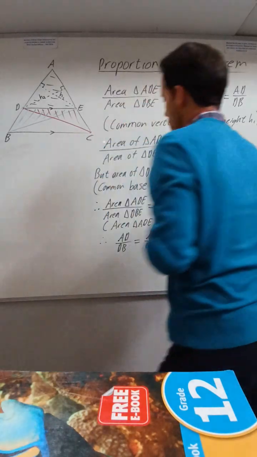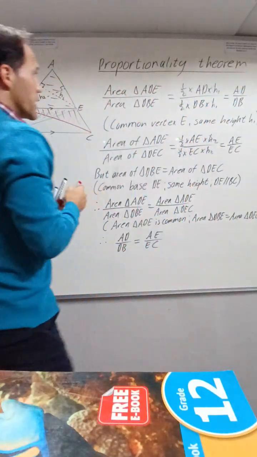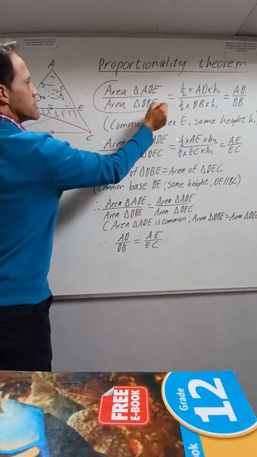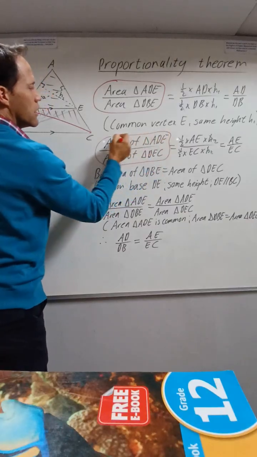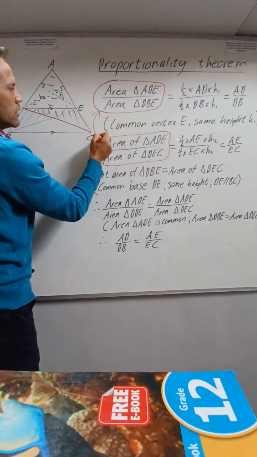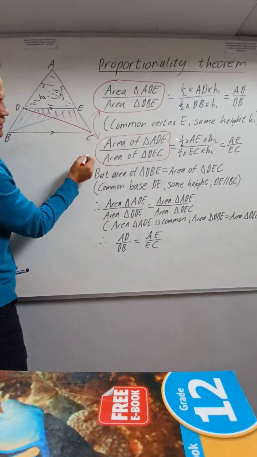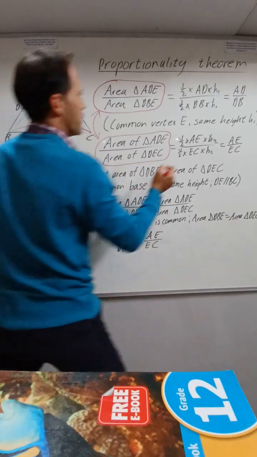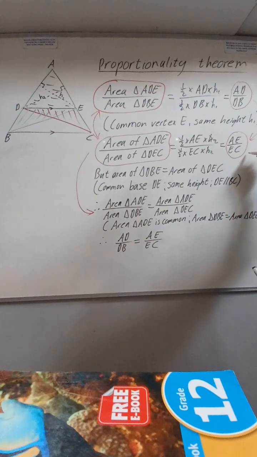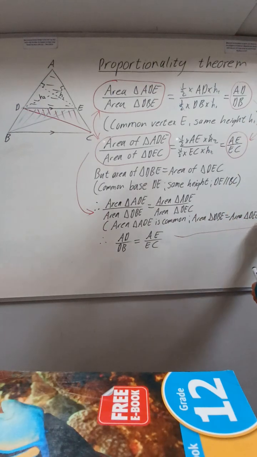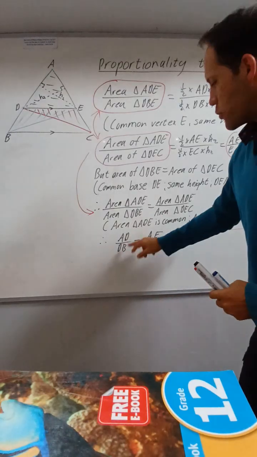over EC. Okay, so just to go through it again, we showed that this is equal to this. Okay, we showed they are equal. That's what we did here. And therefore it means that this part must be equal to this part. Those two must be equal. Okay, so that's what we did there. And that means they're proportional.